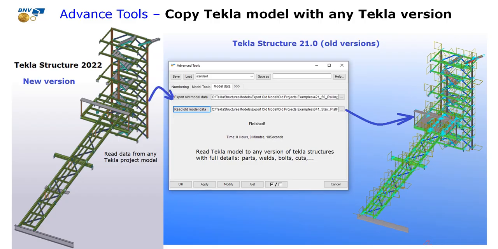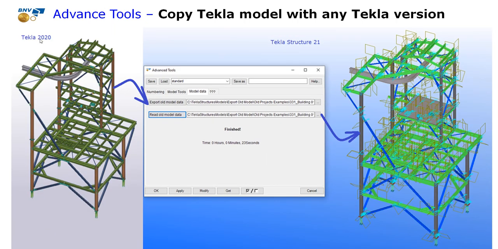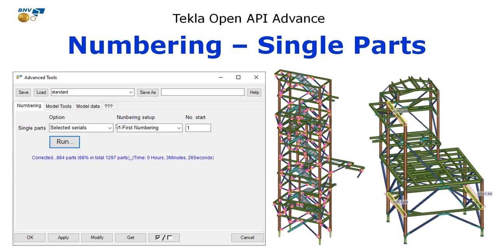Today I introduce some improvements to copy a Tekla model to any version. You have the Tekla model with full detail in 2022. You export the data model file and read the data model file into Tekla Structures 21 or any other version with full detail code, as well as Tekla 2020, exporting data and reading out the model data with full detail, including cast beam and plate. Let us show you how to control numbering for single bars as you expect.